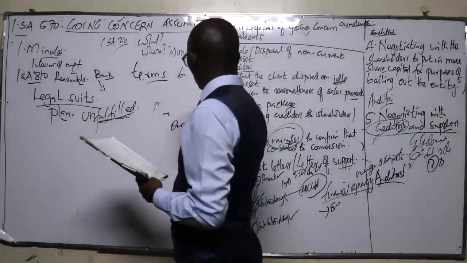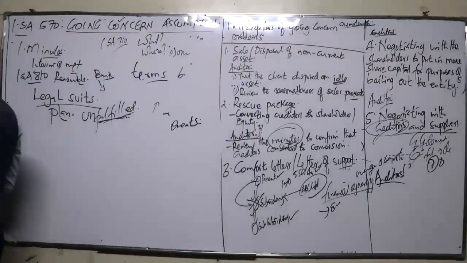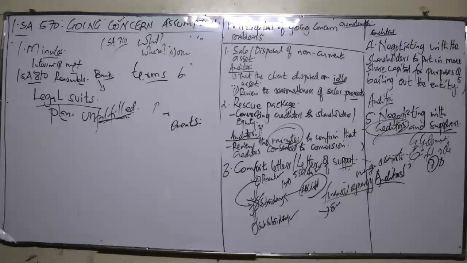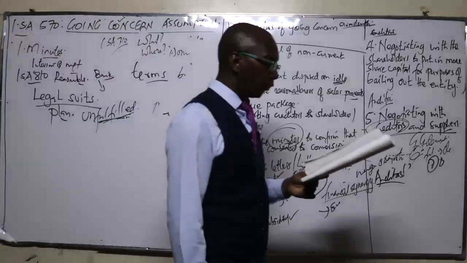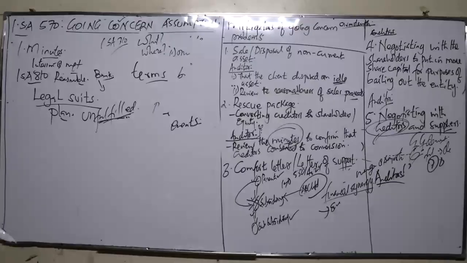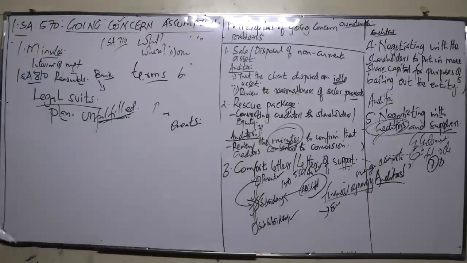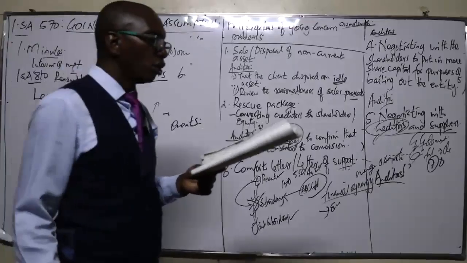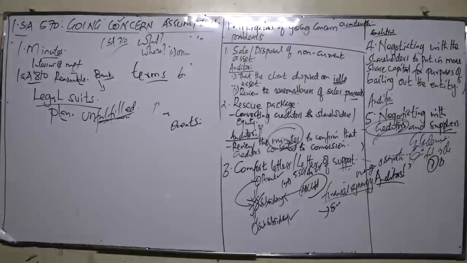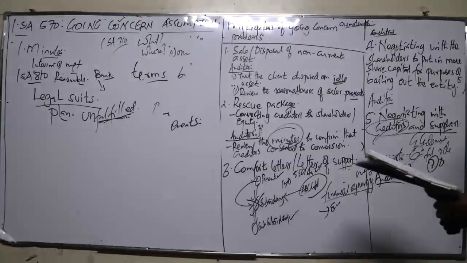Next. Confirming events after the period end, to identify those that either mitigate or otherwise affect the entity's ability to continue as a going concern.